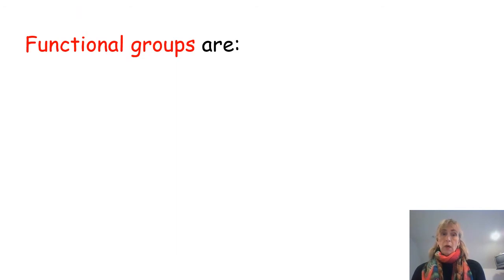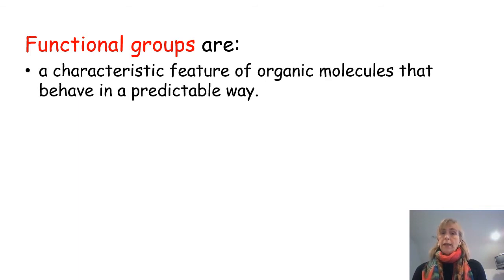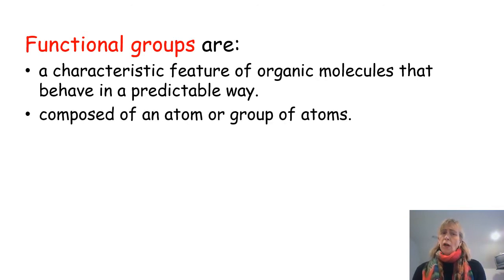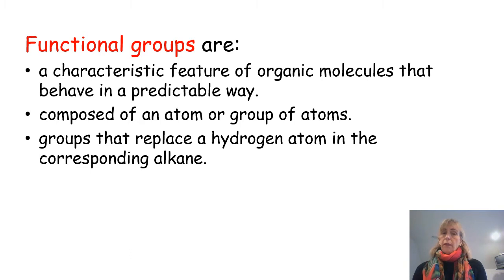Which brings us to what are called functional groups in organic chemistry. So what are they? Functional groups are a characteristic feature of the organic molecule. And this characteristic feature causes the organic molecule to behave in a predictable way. They're composed of either a single atom or a group of atoms. These will replace a hydrogen atom in the corresponding alkane.